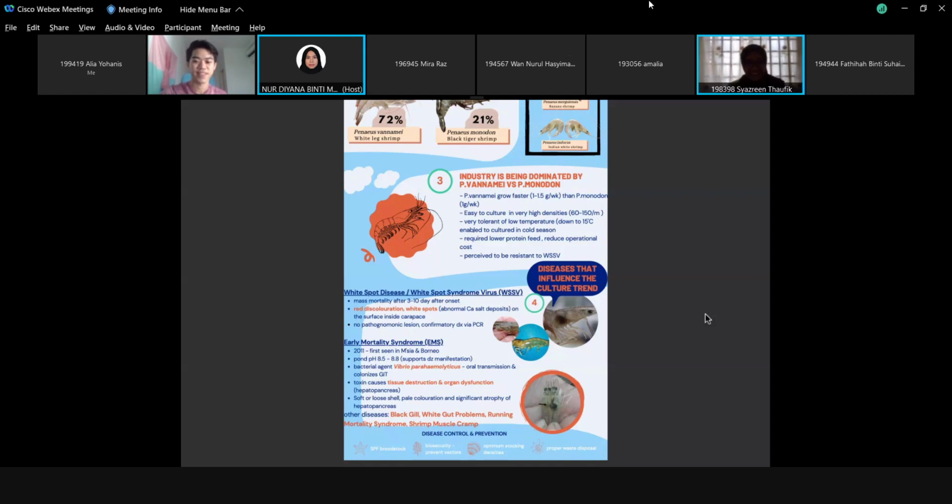Okay, continue. Alright, the bacterial agent that can cause this syndrome is Vibrio parahaemolyticus, which is transmitted orally and can colonize the gastrointestinal tract. The toxin from the bacteria can cause tissue destruction and organ dysfunction, which affects the hepatopancreas. We can then see a loose or soft shell on the shrimp, pale discoloration, and significant atrophy of the hepatopancreas.